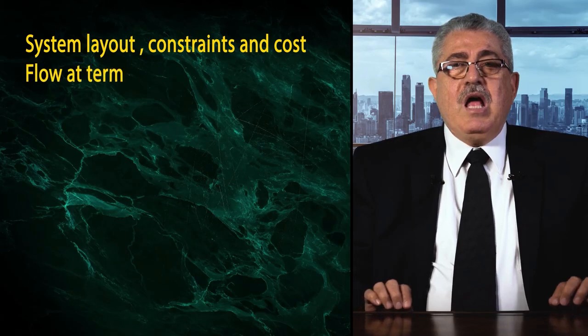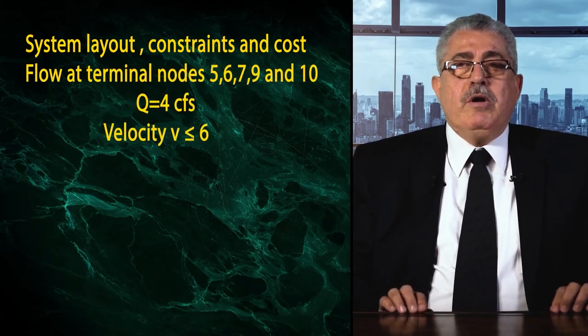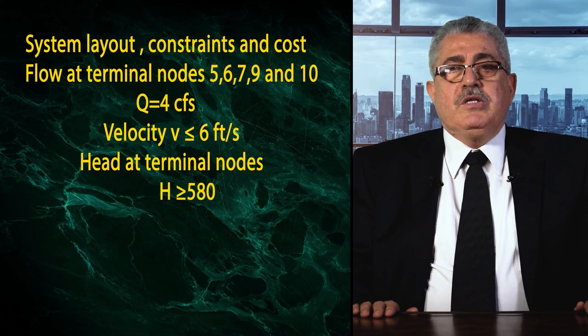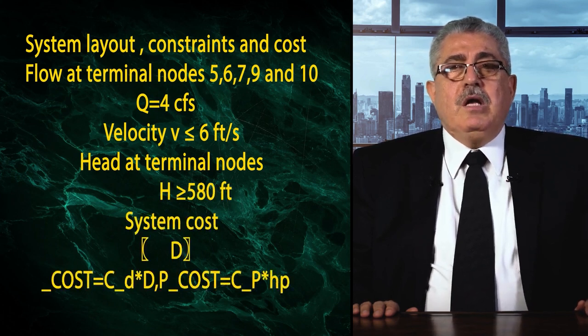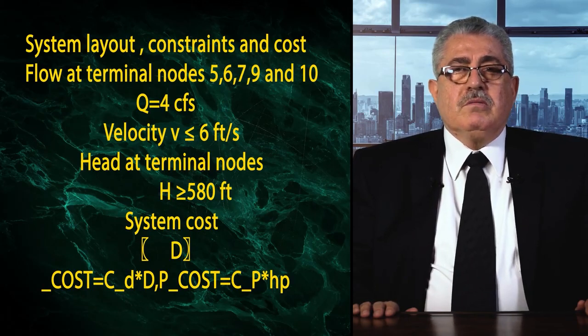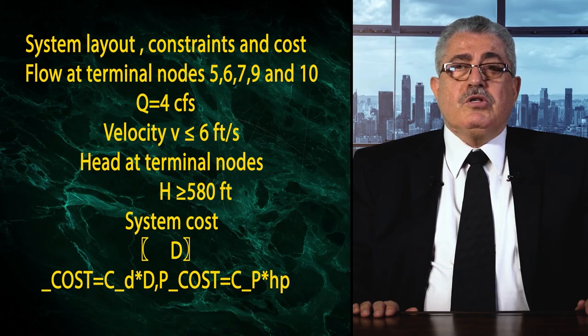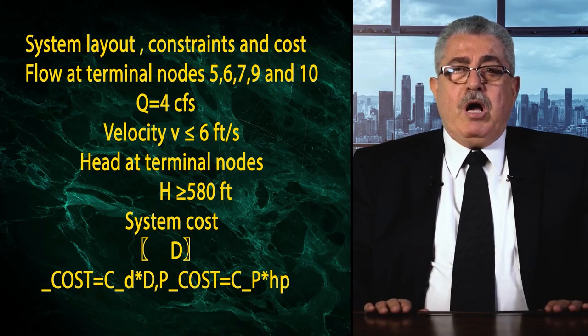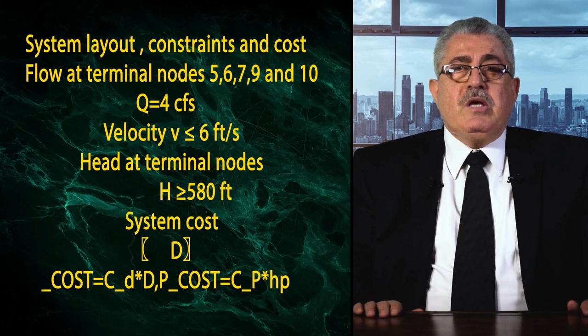For system layout, constraints and cost, this slide shows the flow needed at the terminal node, 4 cubic feet per second, and the system constraints for an upper limit on velocity 6 feet per second and a lower limit on the terminal nodal head 580 feet. The total cost of the system is calculated as the cost of pipes and pumps expressed as a linear function of both diameter and horsepower respectively.